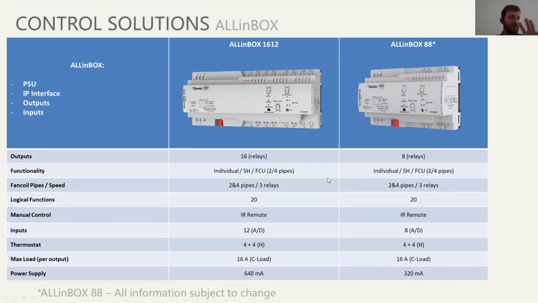And again, in the All-in Box, you can only control fan coils, just to mention, which are controlled by relays. So both the speed and the valves are controlled by relays.